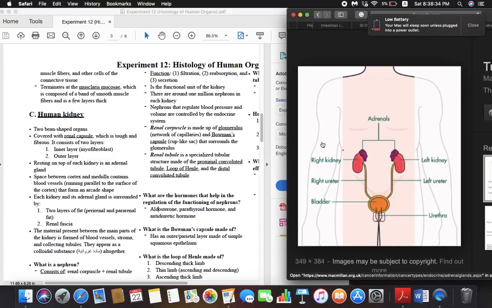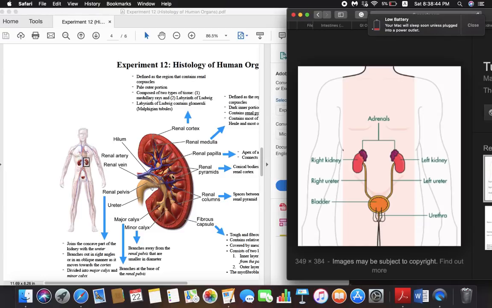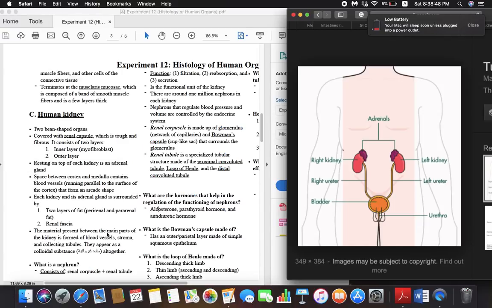gland and the kidney. The material present between the main parts of the kidney is formed of blood vessels, as we mentioned before, blood vessels here, stroma and collecting tubules. So this part between the cortex and the medulla is composed of blood vessels, stroma, and collecting tubules. These appear as a colloidal substance altogether. So we just need to know this part because it's in the manual.